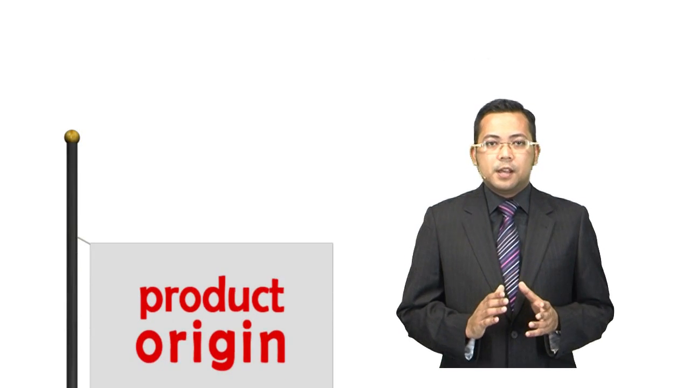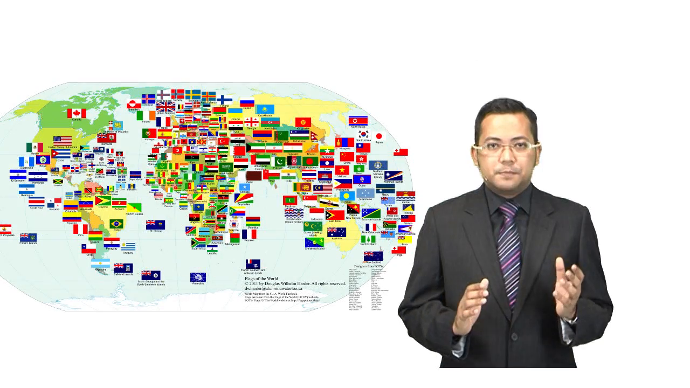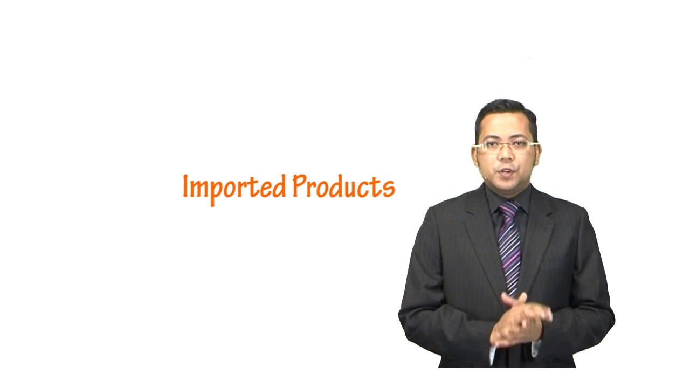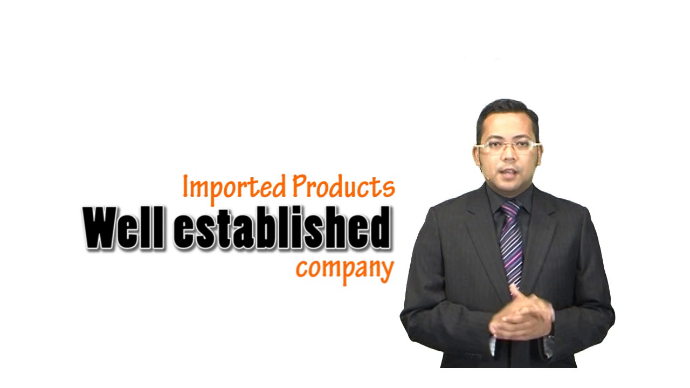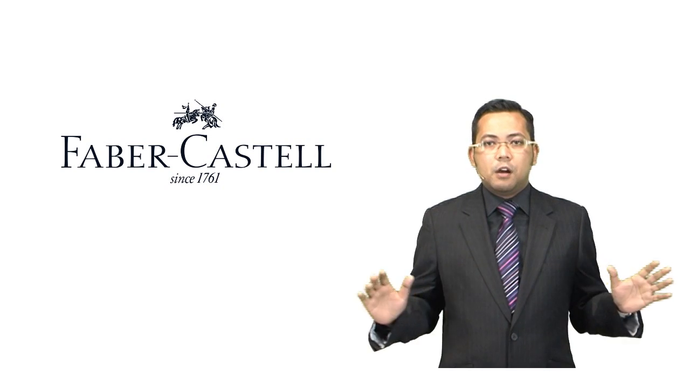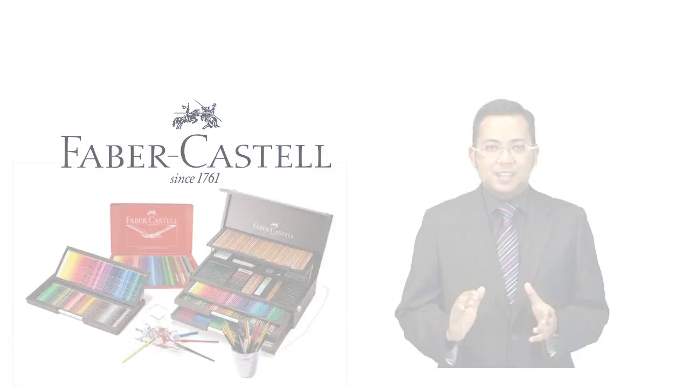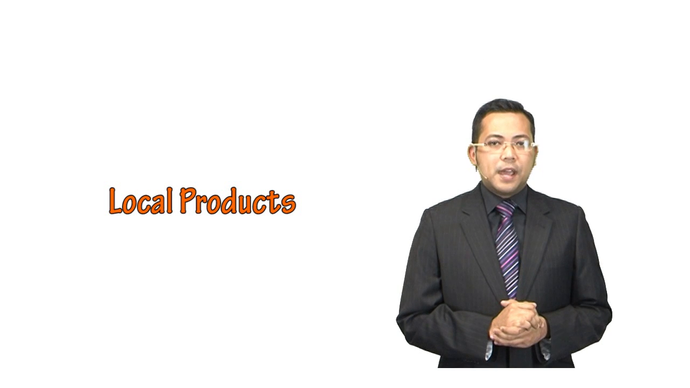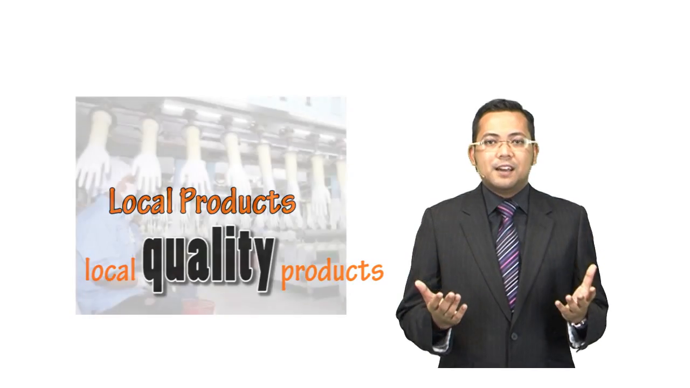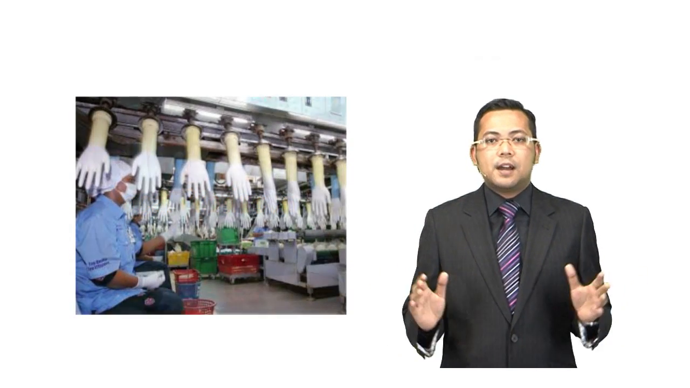Now, I'd like to turn to the next aspect, which is product origin. Some people will only buy imported products, whereas some will support local products. If it is imported, you can say that the company that produced the product is well established. Let's take, for example, the Faber-Castell. It's a company with a long history in the production of stationery. If it is a local product, you can mention the advantages of it, like the quality. For example, rubber gloves. Malaysia is widely recognized for quality manufactured rubber materials.